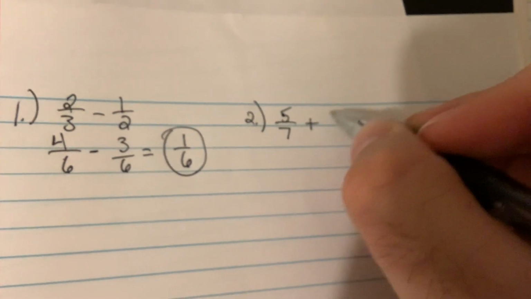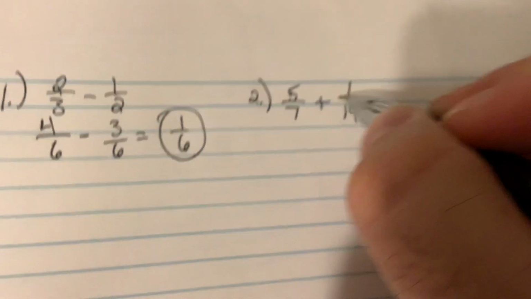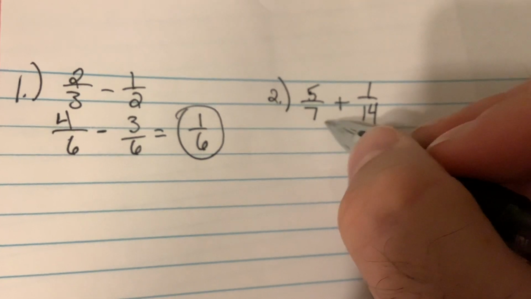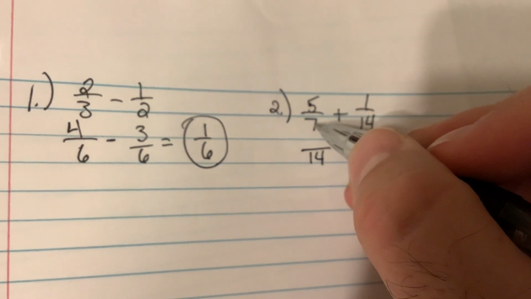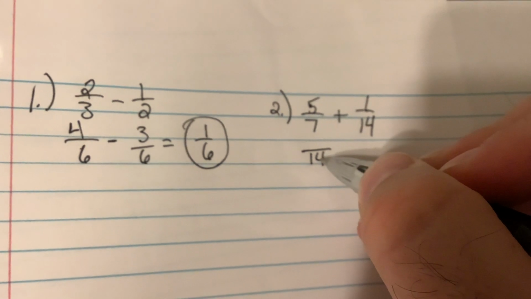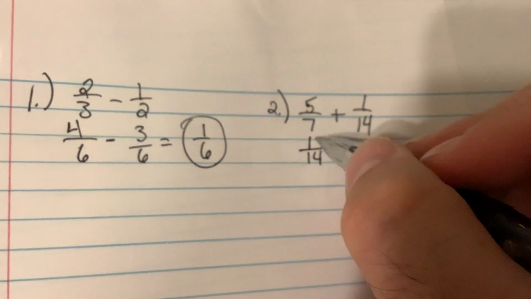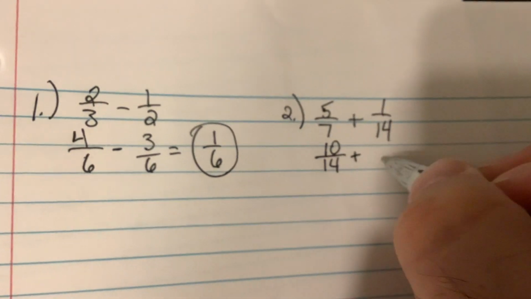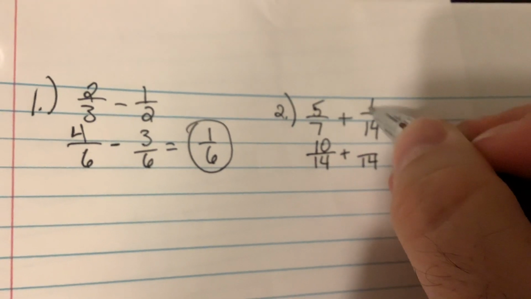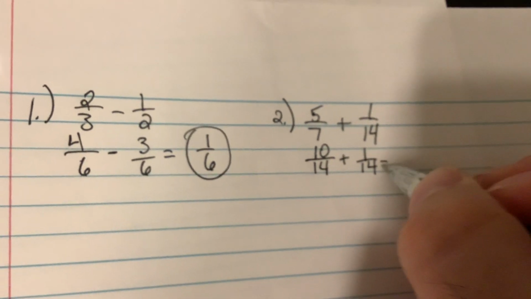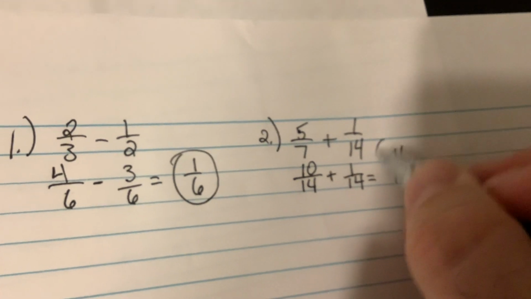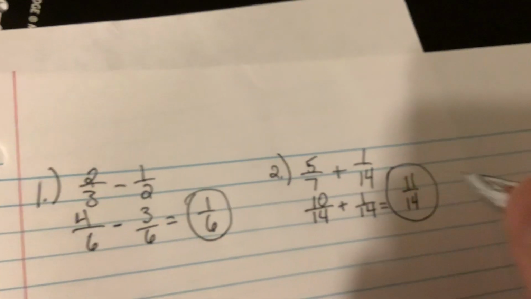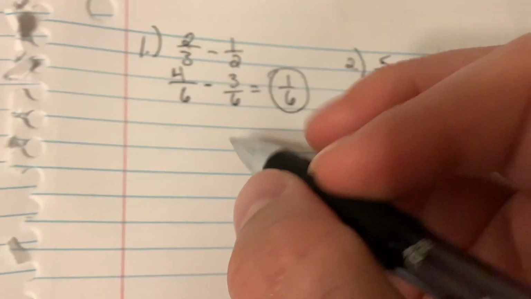Same thing, 5/7 plus 1/14. So the smallest denominator that both of these go into is 14. Let's work with this one first so you can see what I'm doing. I multiplied this times 2 to get 14, so I can multiply that by 2. This one, I did not change the bottom, so I'm not going to change the top. And then I add across, so 11/14.